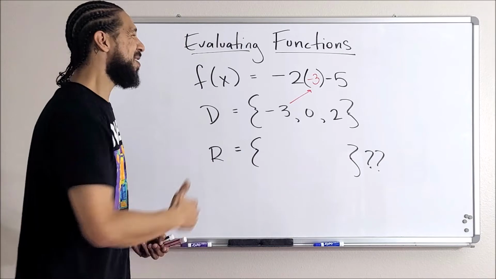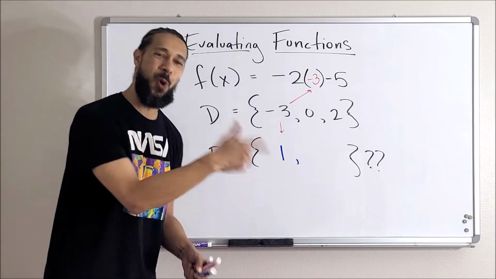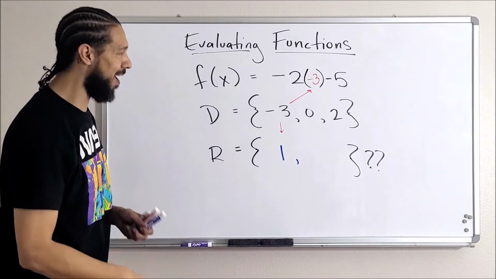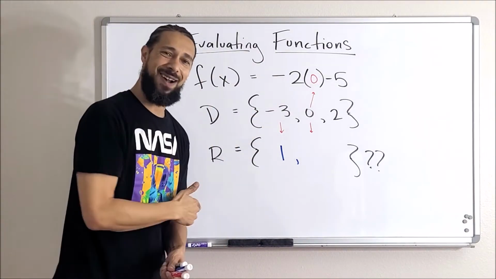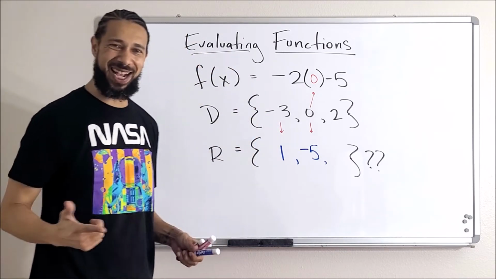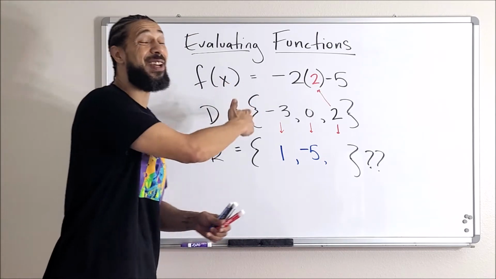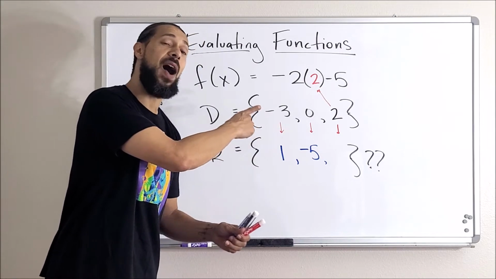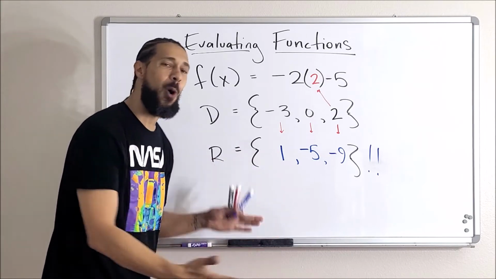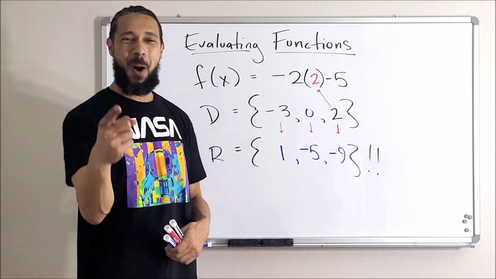-2 times -3 is +6. And what's +6 minus 5? 1. When I plug a -3 in there, I get a +1 out. I'm going to do the same thing for 0. What's -2 times 0? 0. What's 0 minus 5? -5. Of course, I'm going to go ahead and do the last one too. -2 times 2 is -4. What's -4 minus 5? -9. So if I'm looking for range values, all I gotta do is plug in the domain values one at a time. I hope this helps.